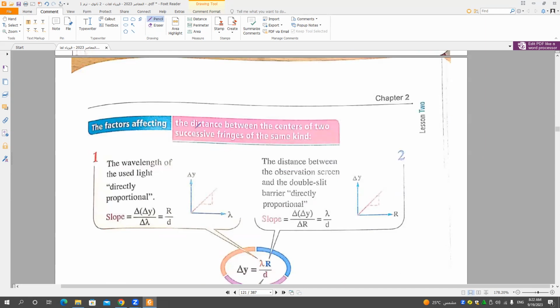What is the relation between delta y and wavelength? It is a direct relation. The slope of the distribution equals R over D.